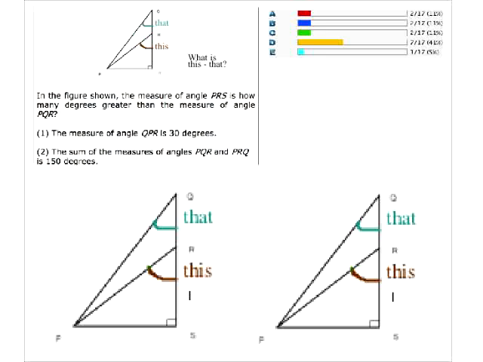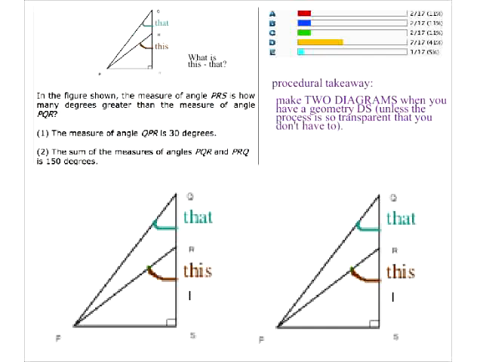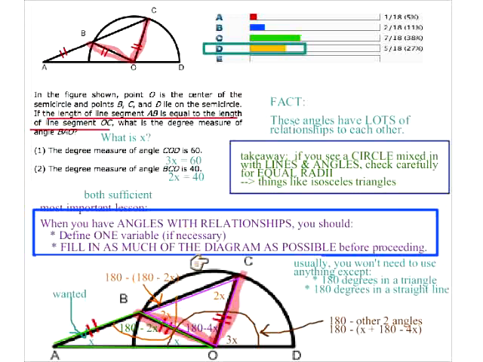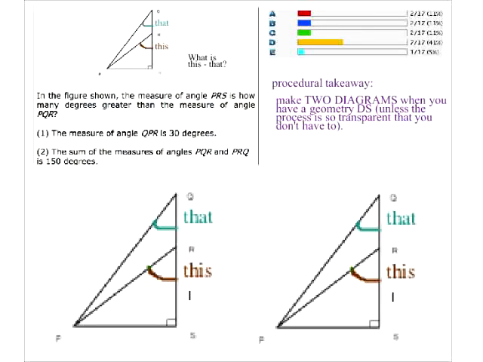You really should. Because remember, there's no eraser. I mean, if you're using erasers at home, by the way, then don't, because you don't get an eraser on the test. So one thing that's a procedural takeaway, it's not even a math lesson, is you should make 2 diagrams when you have a geometry data sufficiency, unless the process is so transparent that you don't need to. Meaning, once we figured out the secret to this problem, the process was so clear that we didn't need to make more than 1 diagram, because we did this work beforehand. But if you're doing separate work, then you should make 2 diagrams.